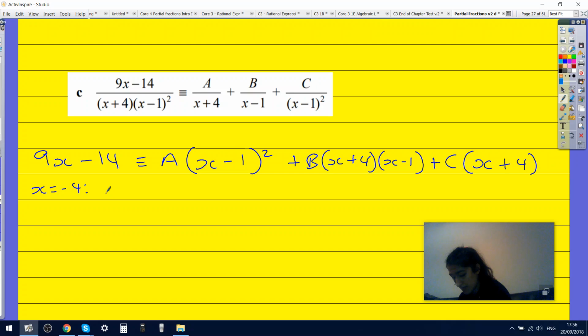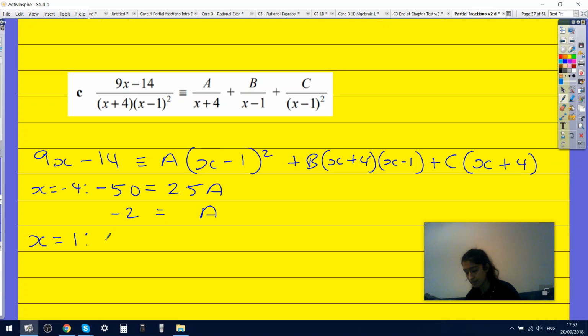And then if x equals 1, so then we get 9 minus 14, which is 5. 14 minus 9 is 5. 9 minus 14 is minus 5. Yeah. So then there's nothing for a, there's nothing for b, and then c is 5c. So c equals minus 1.